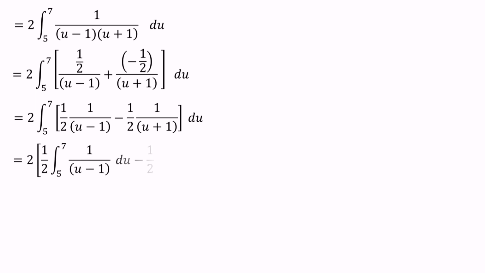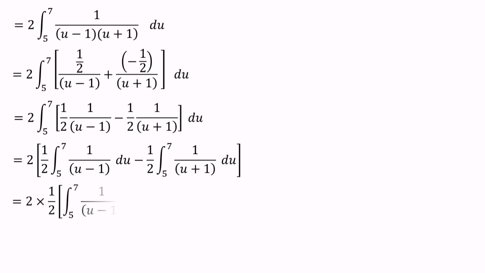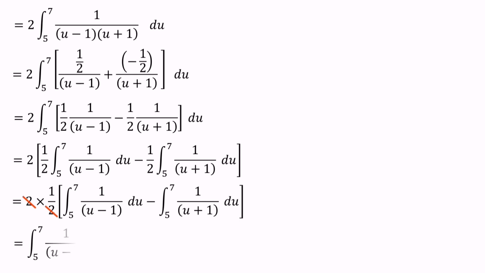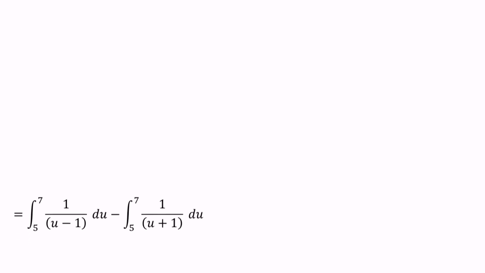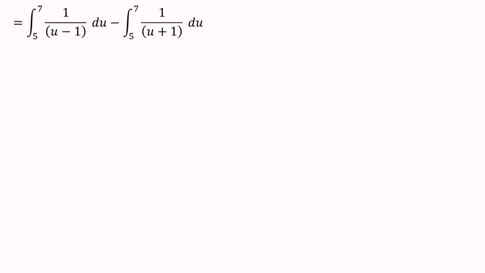1 over 2 value is a constant. So we can bring 1 over 2 value outside of the integral. We can get half value as a common factor. After that we can cancel out numerator value 2 and the denominator value 2. Now we need to get integral 1 over u minus 1 and integral 1 over u plus 1. Integral 1 over u minus 1 equals ln modulus u minus 1. Integral 1 over u plus 1 we can write as ln modulus u plus 1.